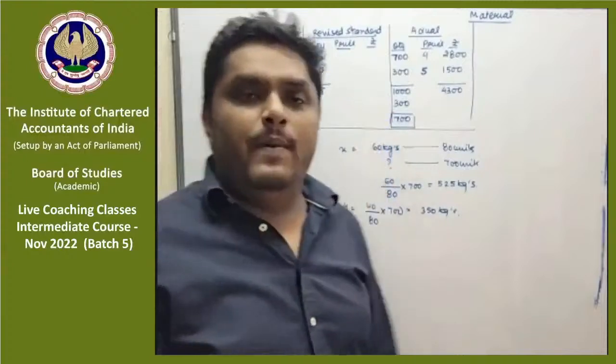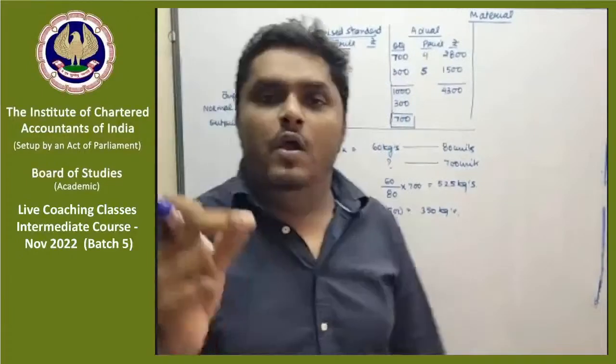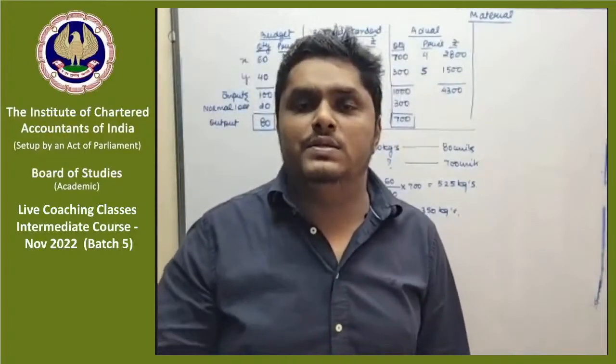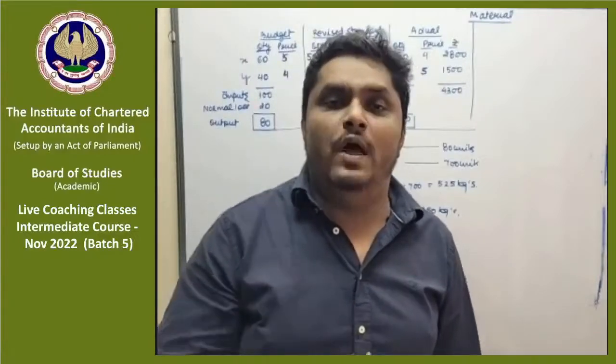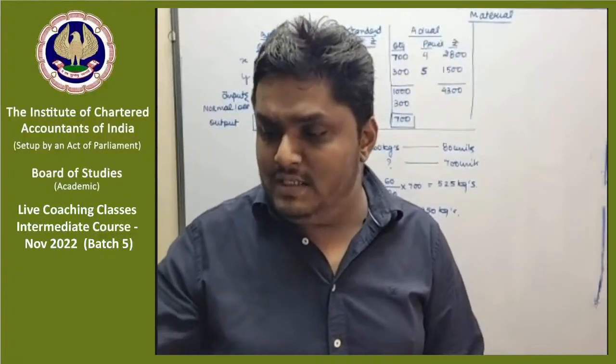But when talking about the actual data, X was used 700 kgs, Y was used 300 kgs. My total input were 1000 and the normal loss was 300. And this is how I was getting an output of 700 units. So if you guys have any doubts, you guys can ask me.